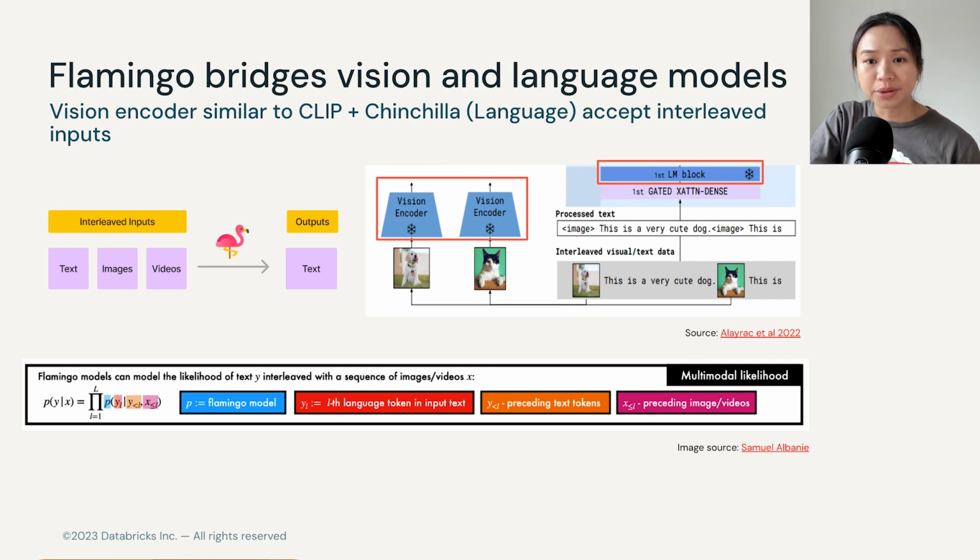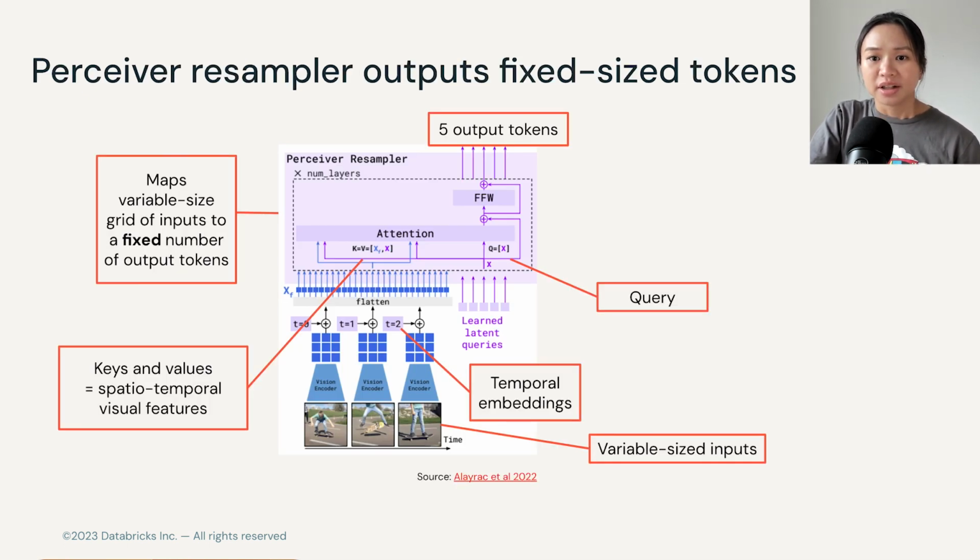Let's take another closer look at the Perceiver Resampler. The Perceiver Resampler module maps a variable size of spatio-temporal visual features coming out of the vision encoder, and then outputs a fixed number of output tokens. The keys and values that you see here are simply a concatenation of the spatio-temporal visual features, and the queries contain a set of learned latent vectors. On the other end of the resampler is a fixed number of output tokens, and in this case, we see 5 of them.